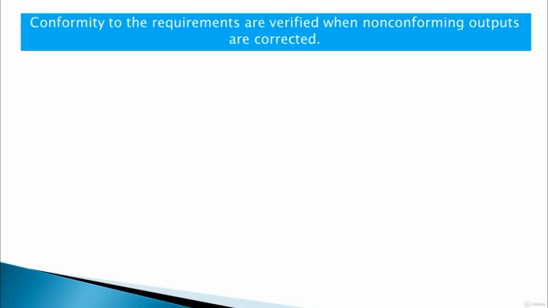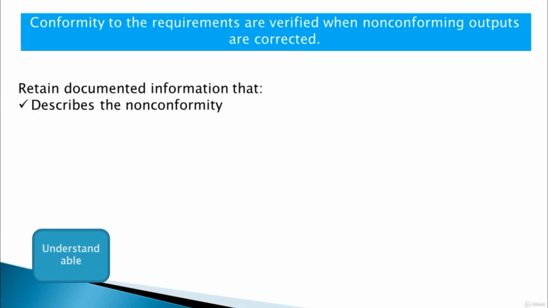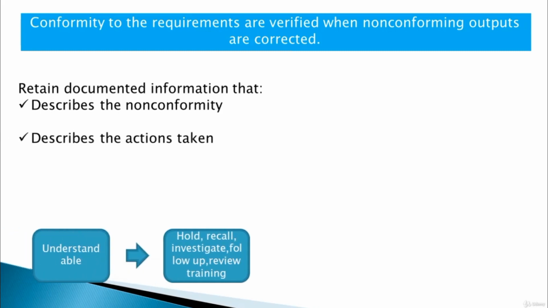And also the organization needs to record what it's doing when things go wrong. So it needs to retain documented information that describes the non-conformity, in a way that anyone could understand, and not just technical persons. And documented information that also describes the actions taken. Did you put everything on hold? Did you recall? Did you investigate how it happened? And did you follow up with the supplier? And did you review the training of people, and so on?